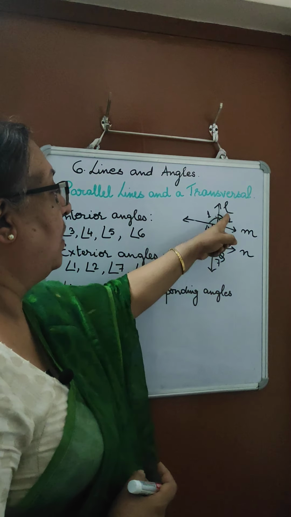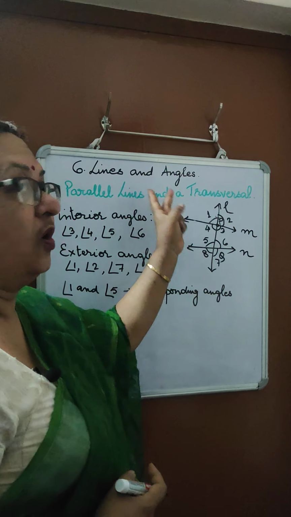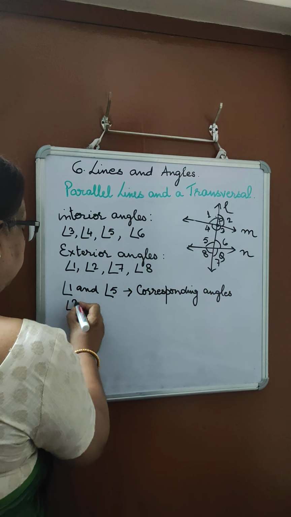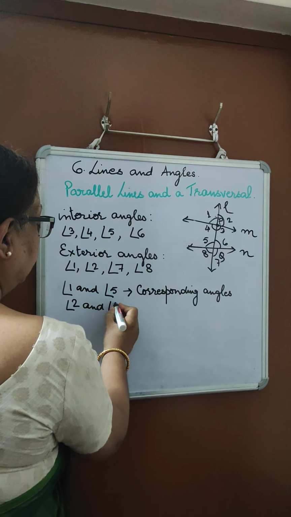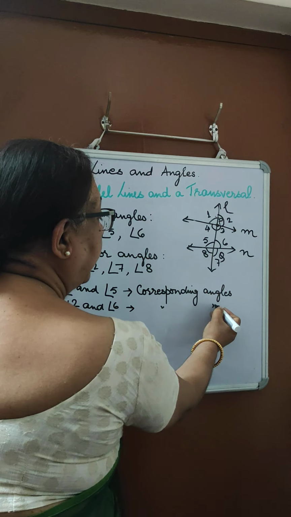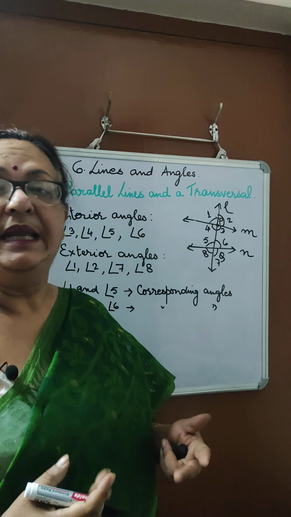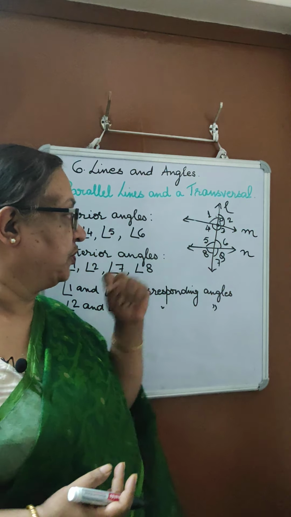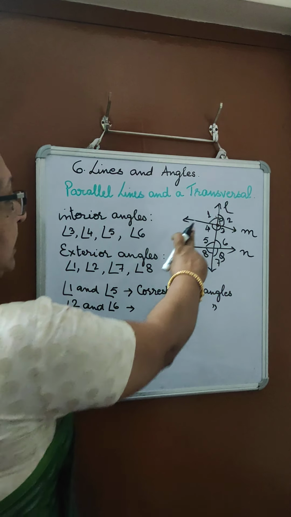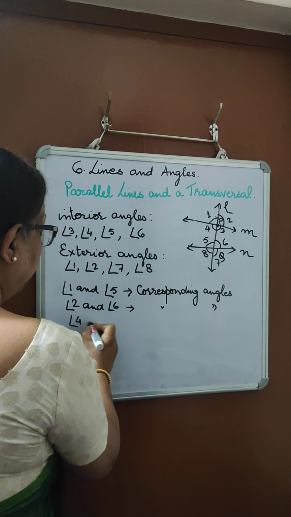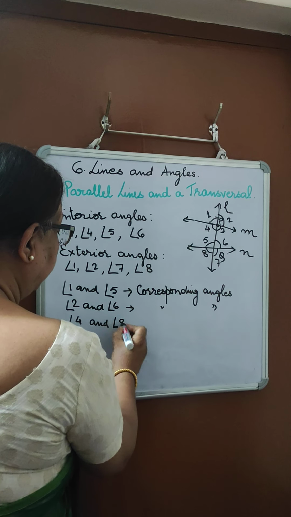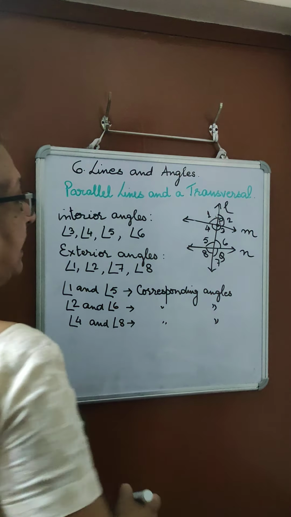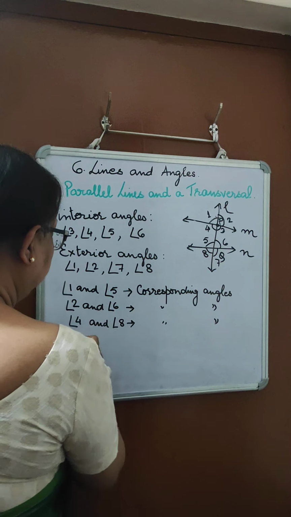2 and 6. One on the exterior, one interior on the same side of the transversal. So angle 2 and angle 6. This is also another pair of corresponding angles. Do we have any other pair of corresponding angles? Yes, still we have few more pairs of corresponding angles. What are they? You check it. Angle 4, angle 8. This is again another pair of corresponding angles, and another pair we have angle 3 and angle 7.